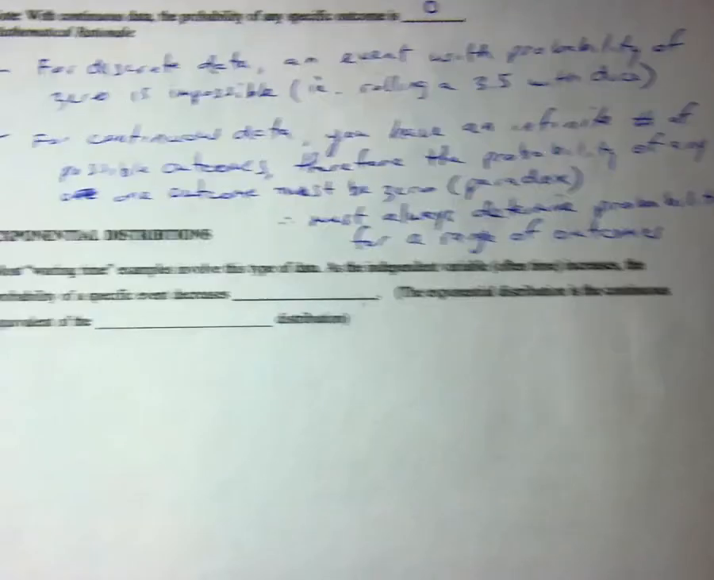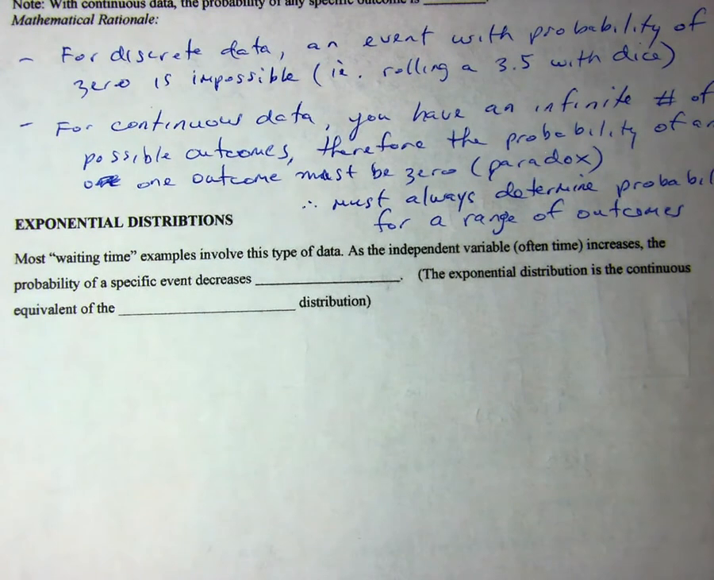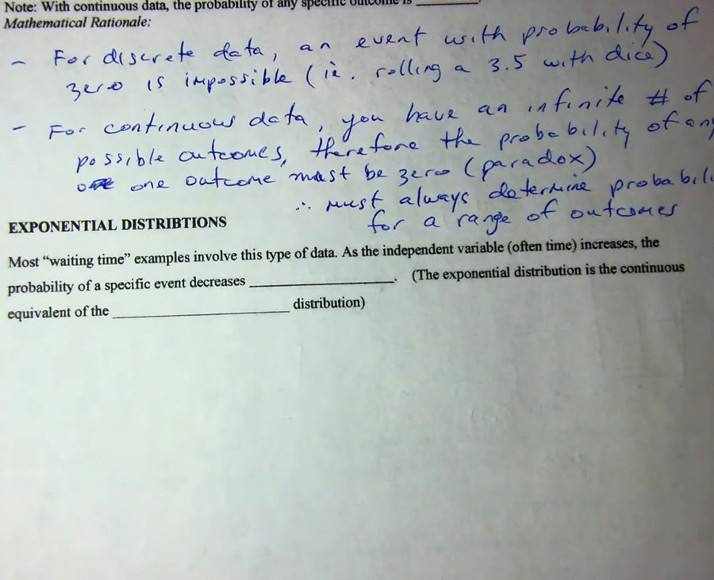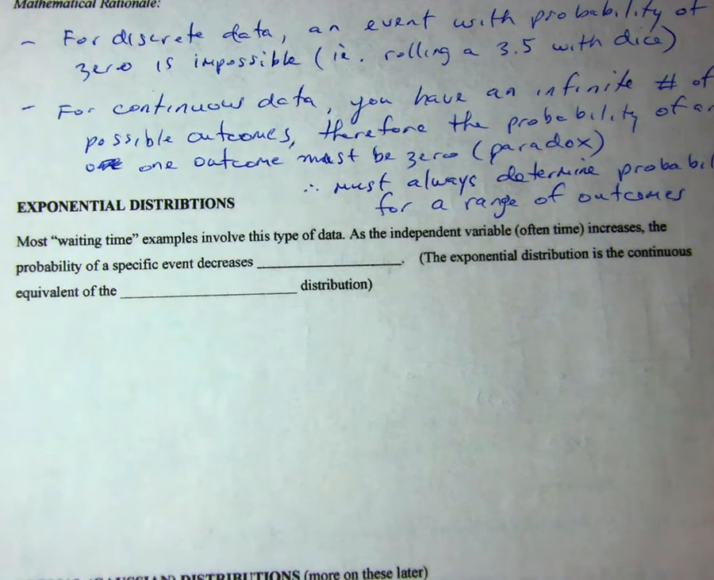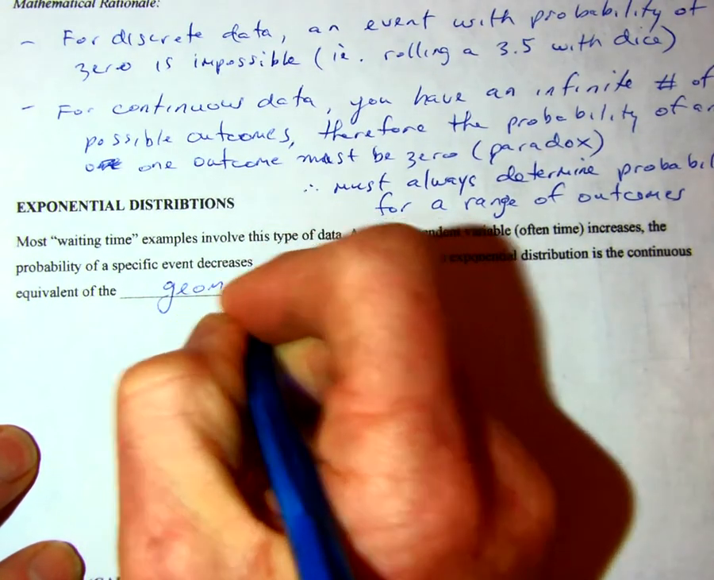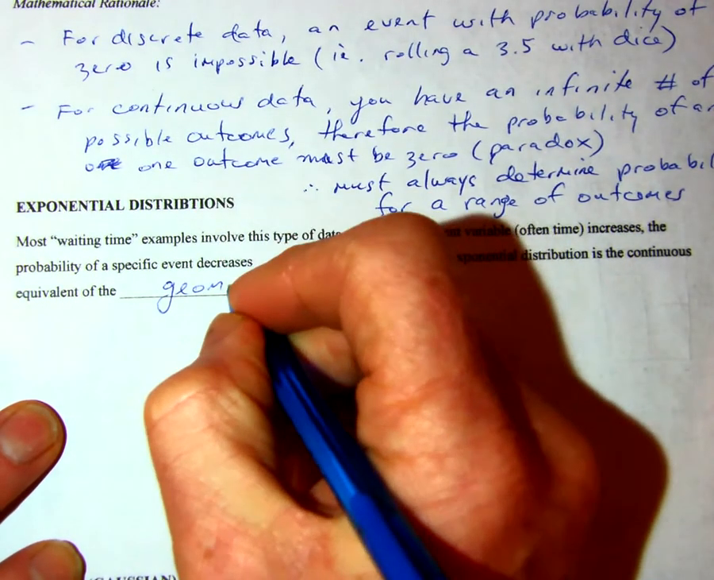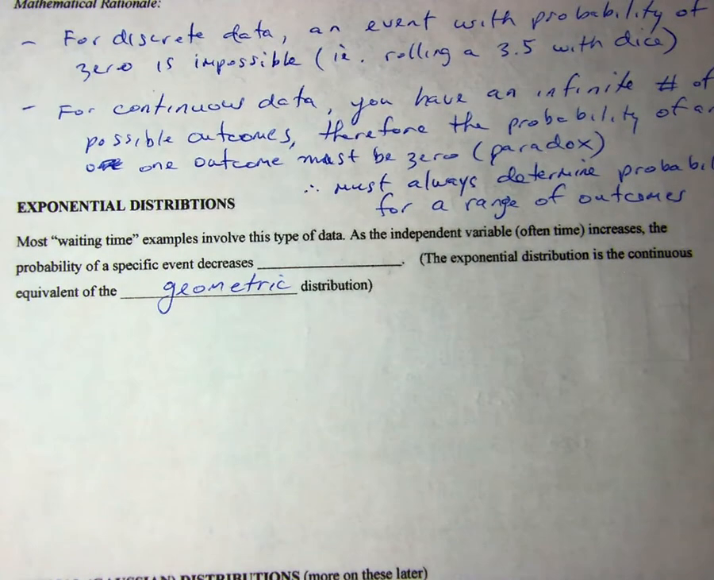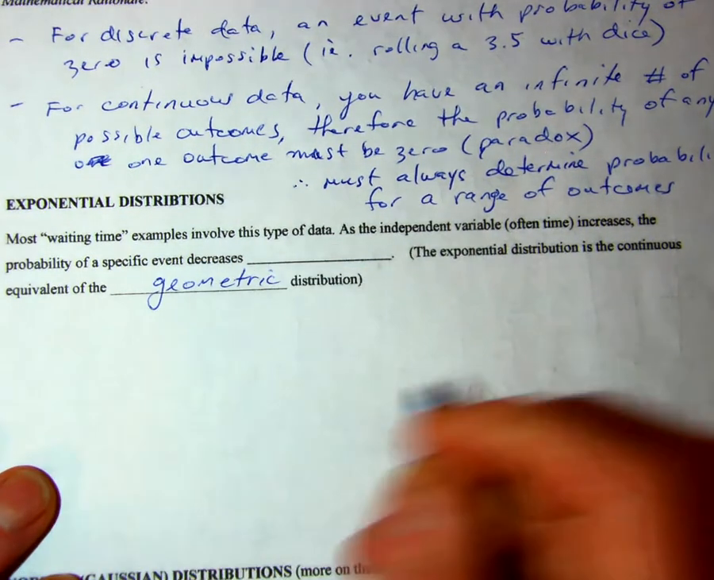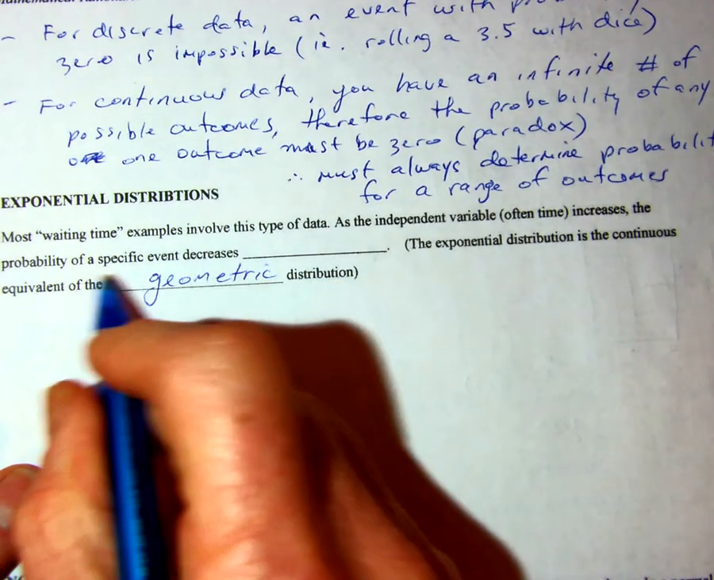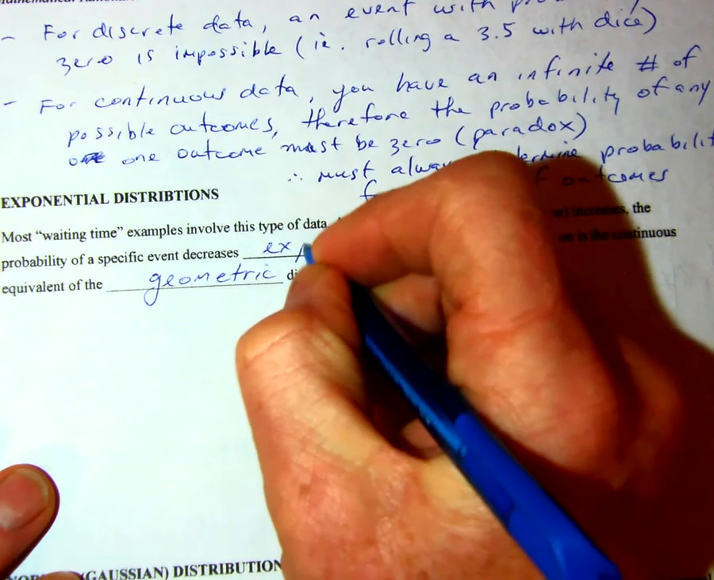All right, let's look at some other types. So we looked at uniform. Let's look at exponential. The example of exponential is very similar to what we did last unit, waiting time. What was the waiting time example for discrete? What did we call it? Was it geometric? It was geometric. So this is very similar. The exponential distribution is the continuous equivalent of the geometric distribution that we did before in discrete. And just like its name, the probability of a specific event decreases exponentially. That's why it's called exponential.